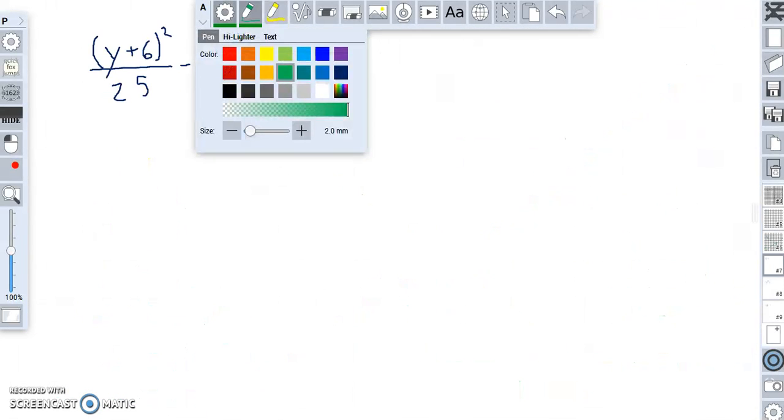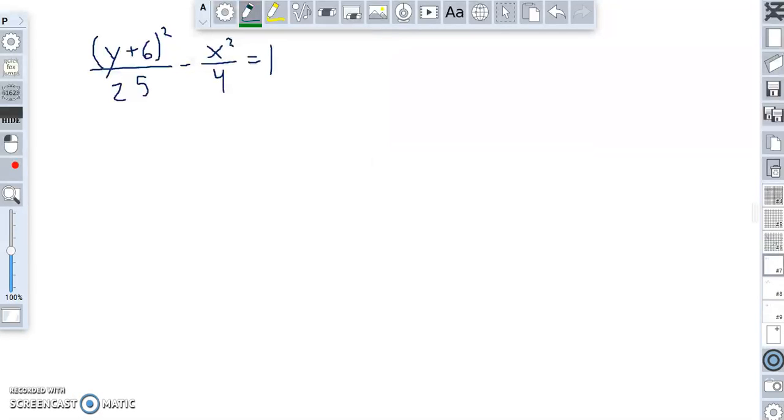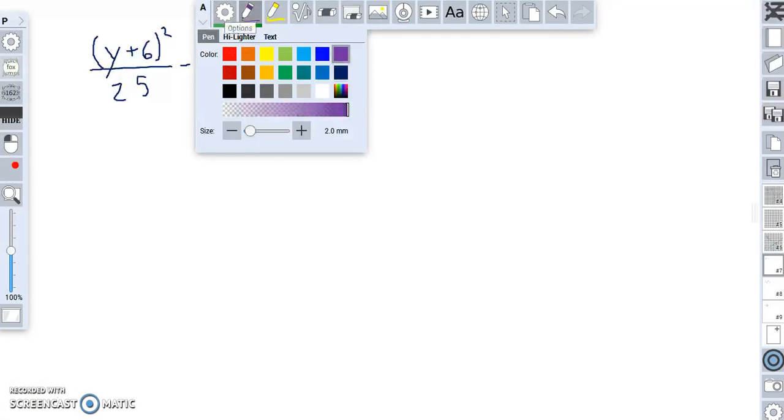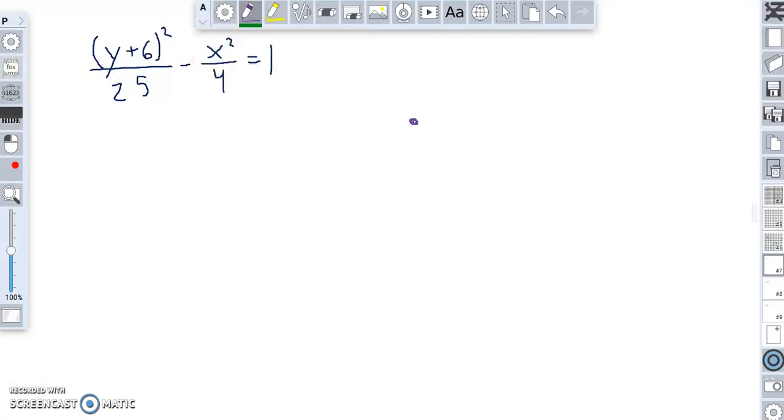Say I start off with this equation. I need to figure out, okay, so if I had a graph here, I would start off with the center. The center would be at 0, -6. And from that center, in the y direction, I'm going to move 5 up and down. 5 squared is under the y, so 5 is how much I move in the y direction. I'm going to move 5 up and 5 down.